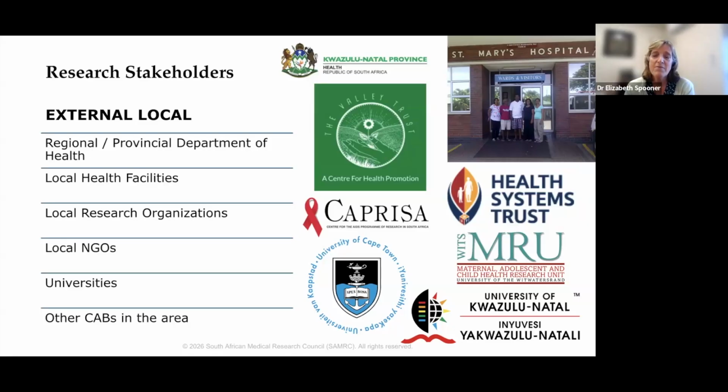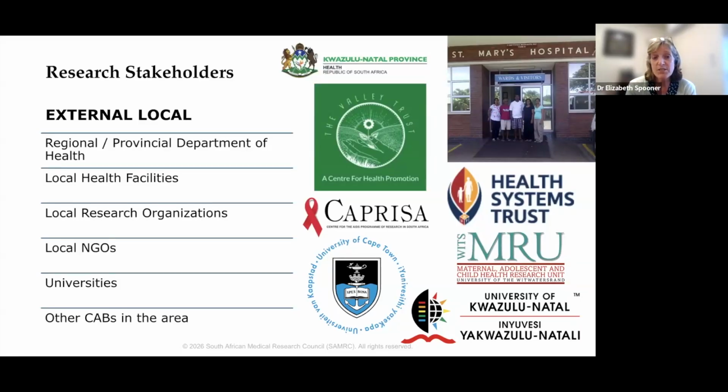And then we also have local research organizations, CAPRISA, BITS, MRU, both are in our city doing clinical trials similar to us, so we interact with them and again, go to their meetings, they come to ours, we borrow test kits if ours run out, we have a close relationship. Health Systems Trust, another research organization, and they do health system strengthening research, but we bump into them at the clinics and we have good relations with them.